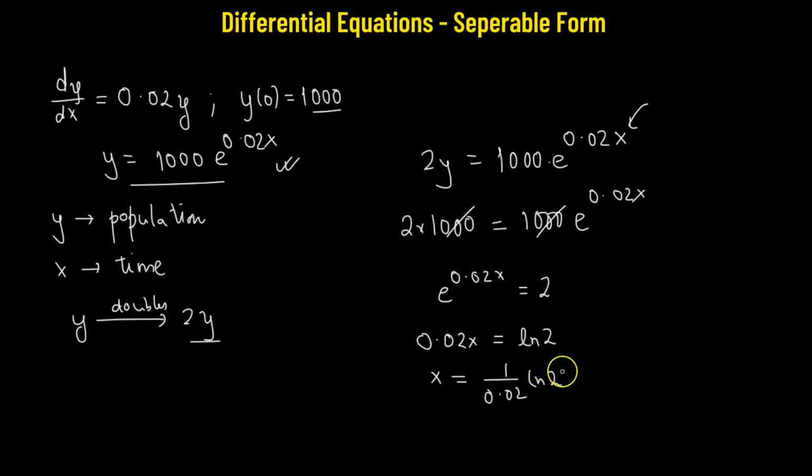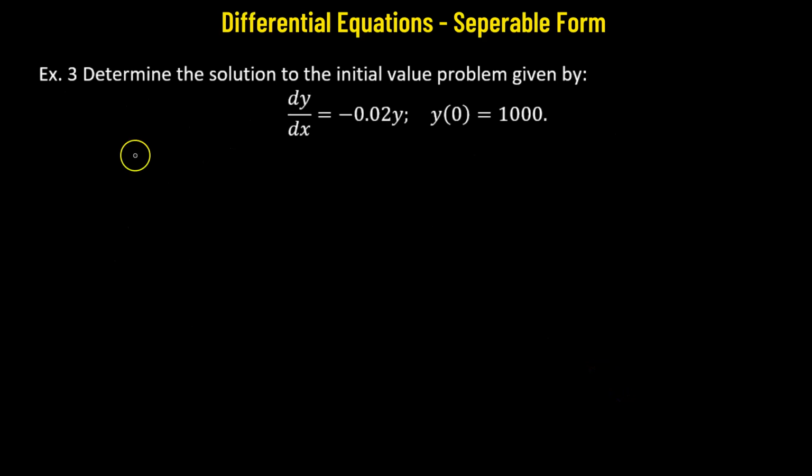Let's plug this into a calculator, and this gives us approximately 34.66 units of time. If we consider that x is in, let's say, hours for this particular instance, then the doubling time will be 34.66 hours. That means in that time, if the initial population was 1000, it's going to become 2000 in this amount of time. So let's go to the next problem.